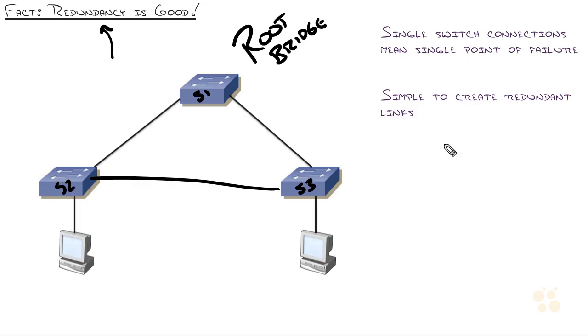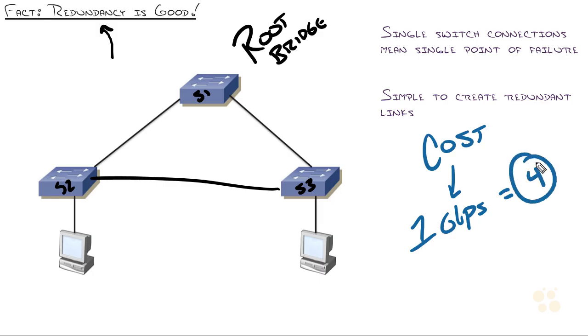And they do that based on the cost. And as we would expect, the cost is a direct relation to the bandwidth of all of the links. Let's just say that these are all 1 gigabit per second connections. Well, that has a spanning tree cost of 4. I'm going to show you a table in just a second that shows all the common link speeds and what the spanning tree cost is.